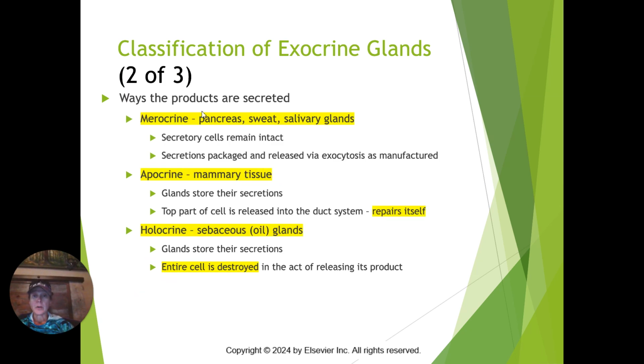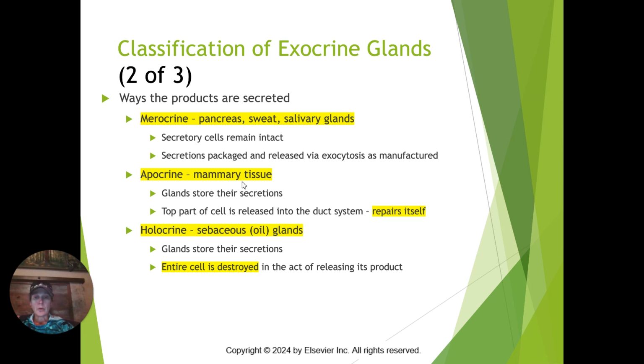The way that these products are secreted is an important factor in classification of these glands. Merocrine secretion is where the secretions are packaged and released via exocytosis as they're manufactured. So there's no damage to the cell. The cell doesn't lose anything as it secretes these. We see merocrine glands most commonly in the pancreas, the sweat glands, and the salivary glands.